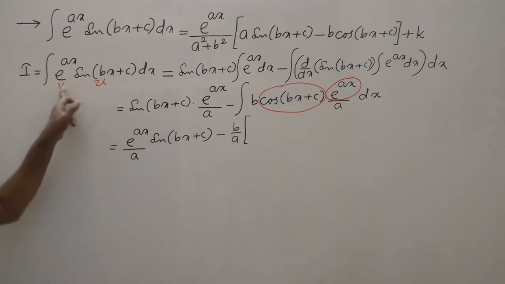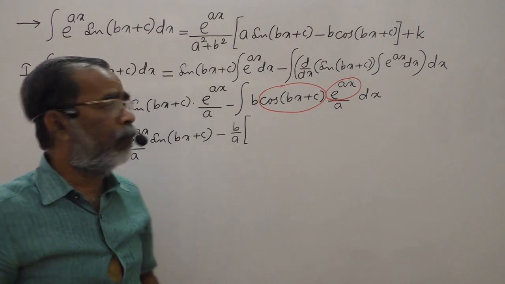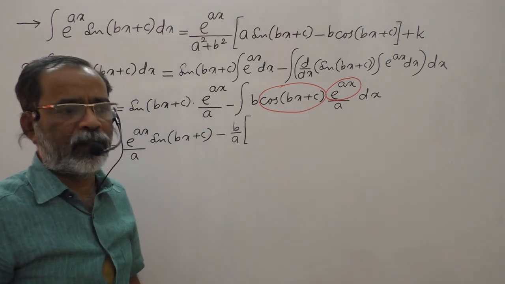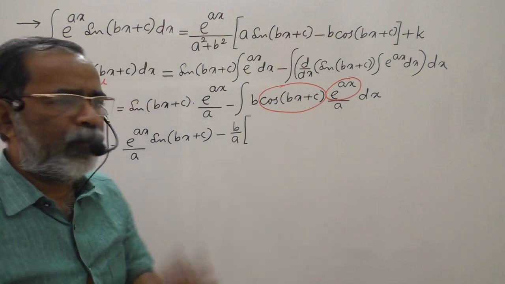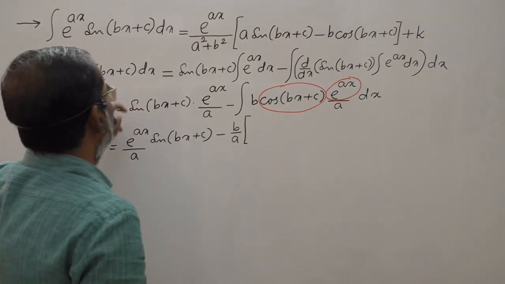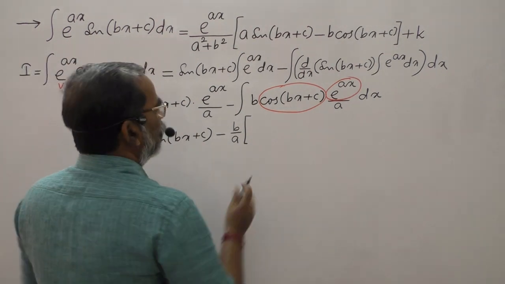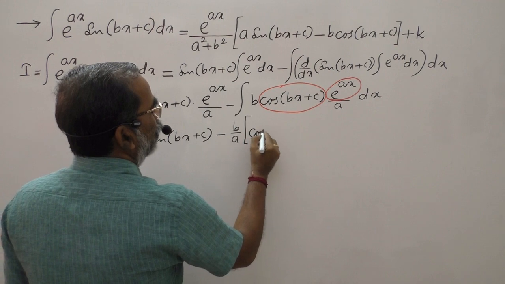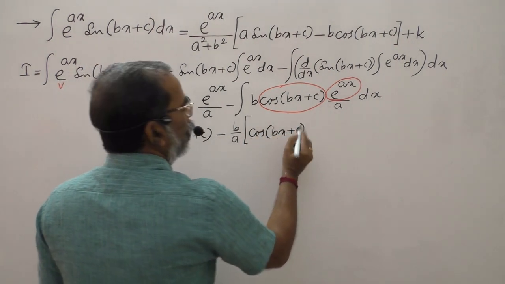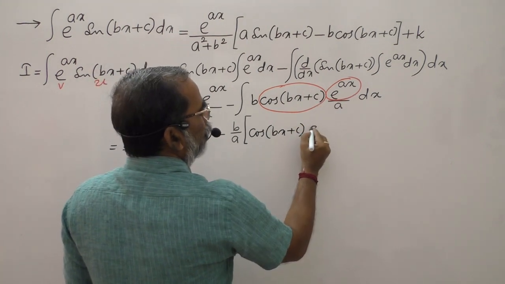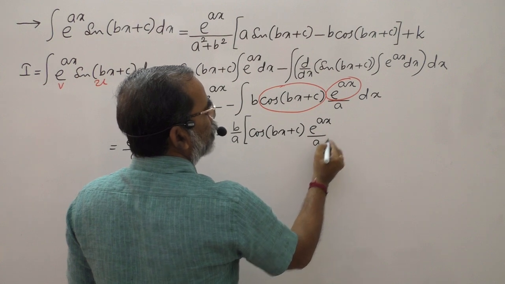We have started with two functions. After performing integration by parts, again we have two functions. Let us integrate one more time using same UV. Which function is first function? Trigonometric function is first function. Therefore, this is cos of bx plus c into integral of this. I am writing directly. E power ax integral is this.